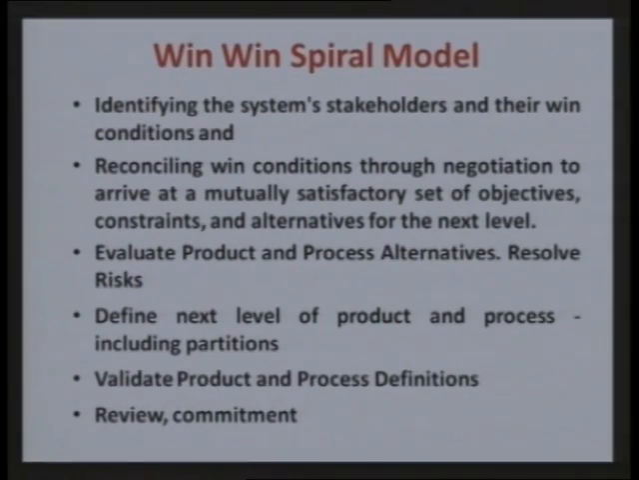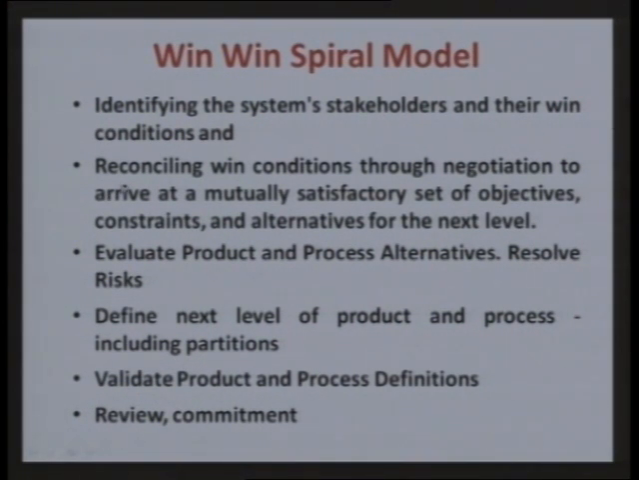If we look at where this spiral model would exactly fit into, these are the different steps that we need to undertake as a part of it. If we go through them systematically, the first thing we find is identifying the stakeholders and their win-win conditions, then the evaluation of the product. So the first two steps are identifying the system stakeholders and their win conditions.